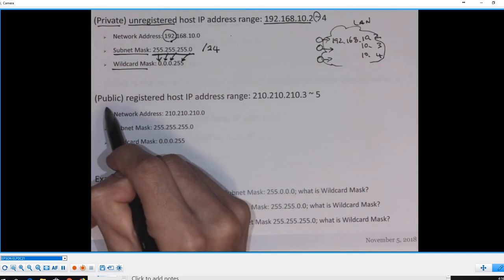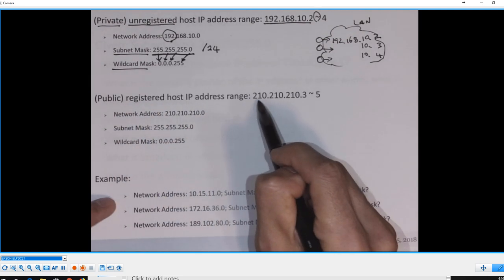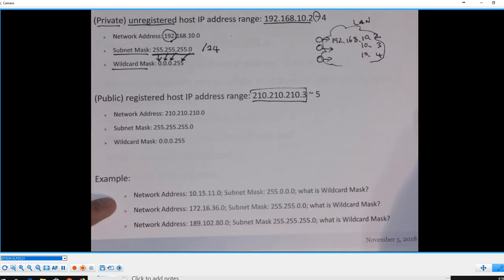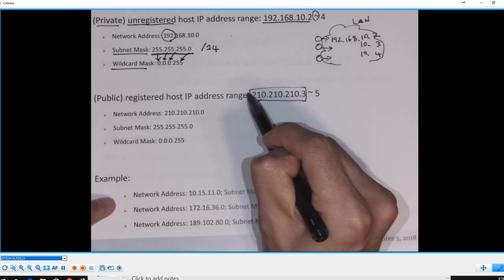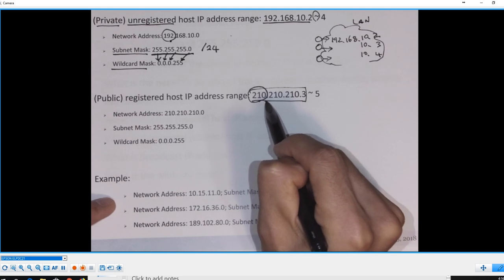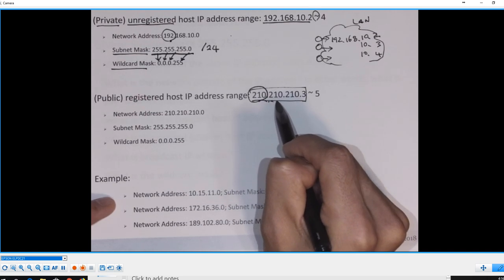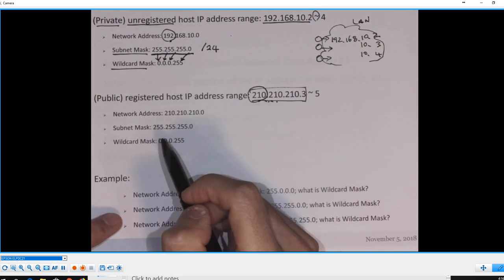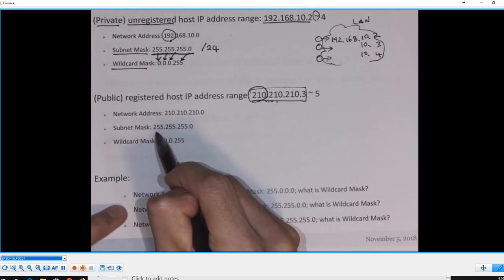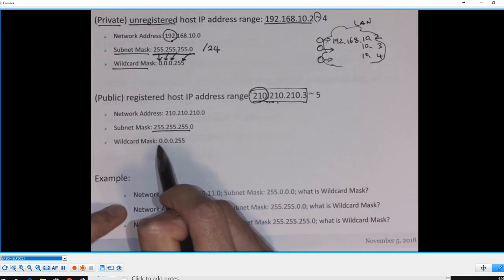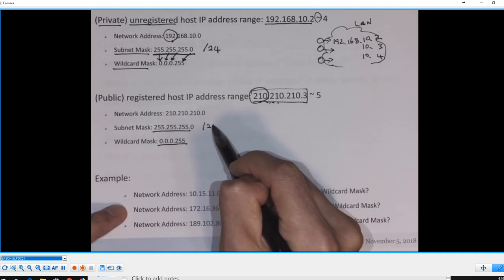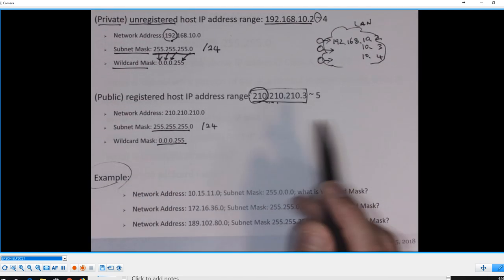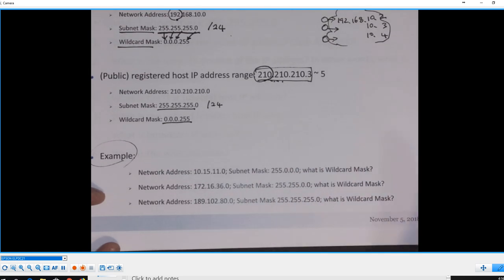Now we have public IP addresses. Let's say 3 public IP addresses. By looking at the first octet, we know that this is class C, and therefore this is the subnet mask, and this is the wildcard mask, same thing. Okay, so that's another example.